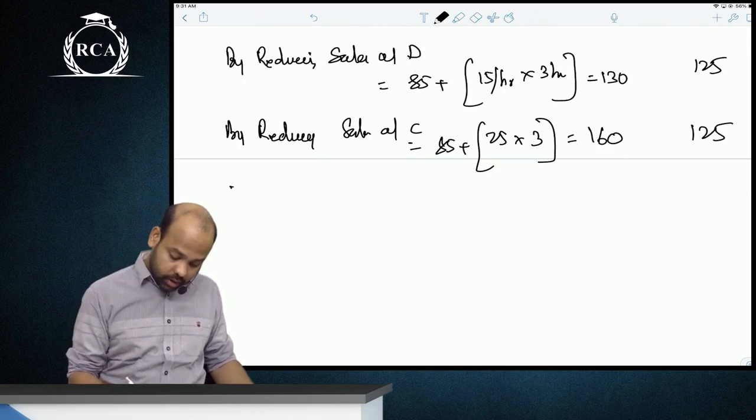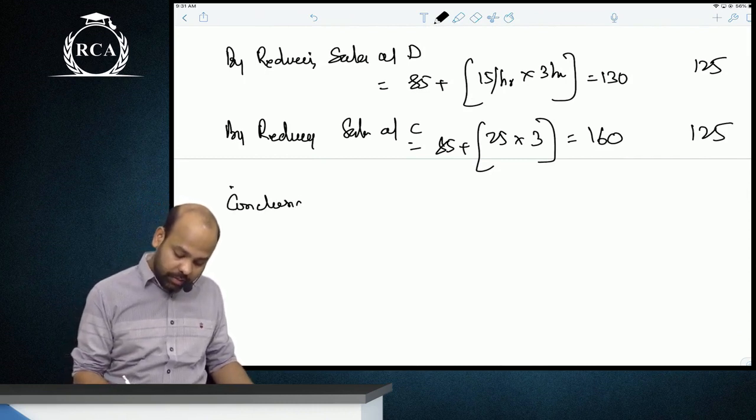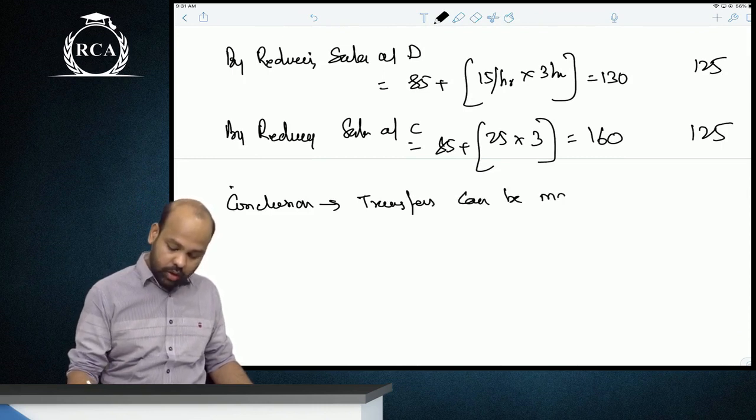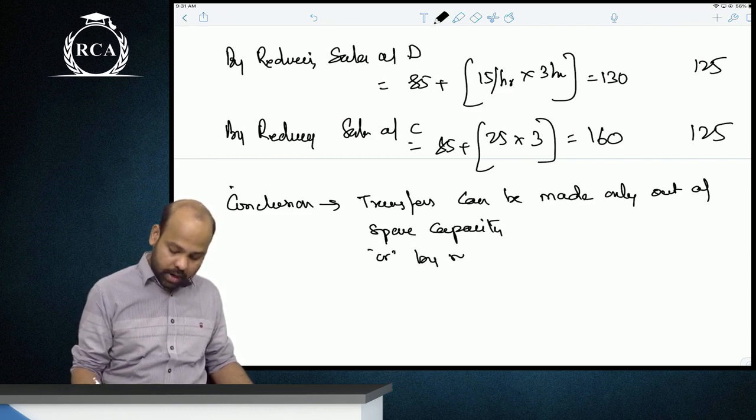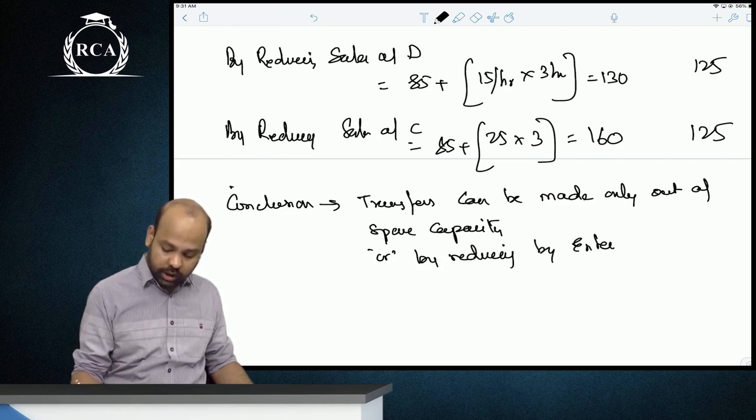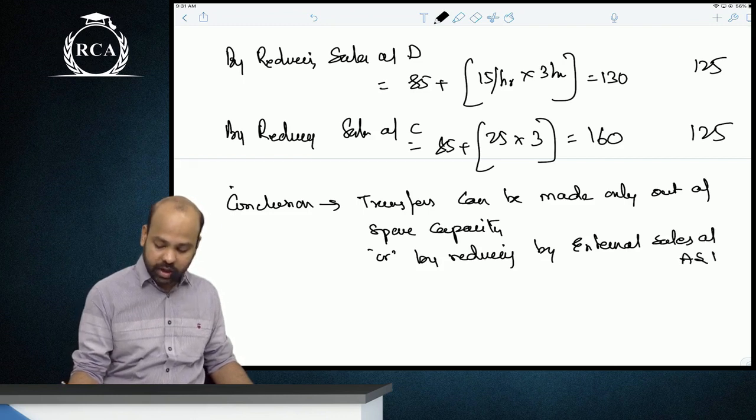So, guys, what is the conclusion, beta? From the above also, guys, transfers can be made only out of spare capacity, or by reducing external sales of A and B. Do not touch external sales of C and D, guys.